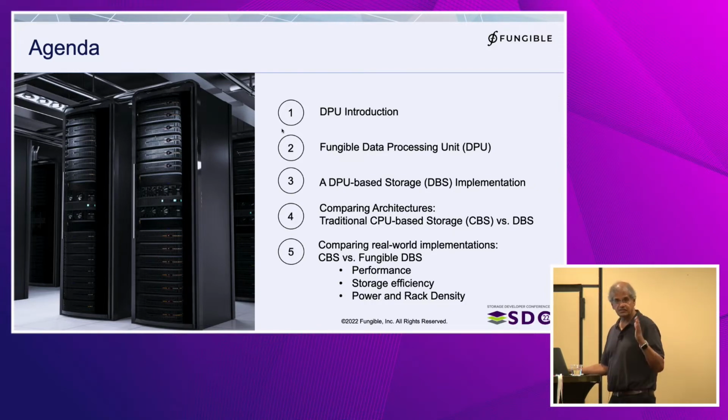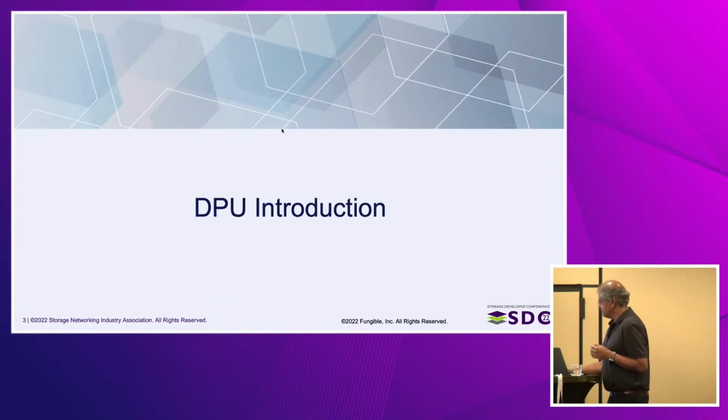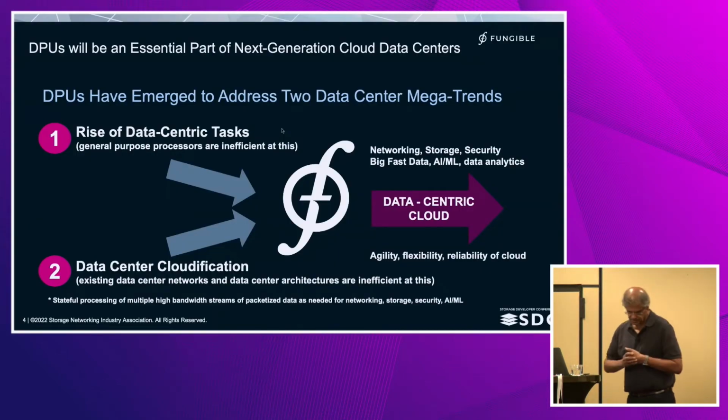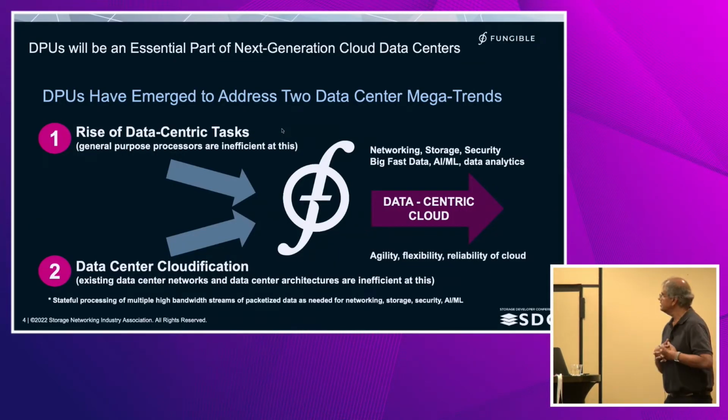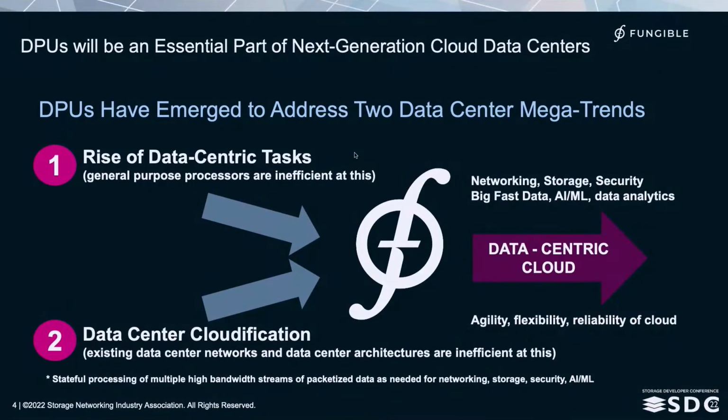Okay, so that's the flow of the talk. So, a quick introduction to DPUs. Really, DPUs came about for two reasons. There are two mega trends happening in the industry. One is that more and more of the activity and tasks inside data centers are what we call data-centric. By data-centric, we mean high bandwidth streams, multiplexed, many streams. So when you build a storage box, you've got thousands of volumes open, lots of QDEPTH, numjobs, lots of stuff happening in parallel. Networks are that way. The way you do security is that way. So there's a lot more of this.